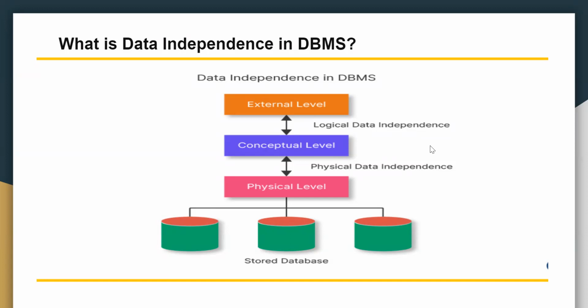In simple words, data independence is a property of the database that allows the user or database administrator to change the structure at one level without affecting the data or structure at another level. We have two types of data independence: between the physical and the conceptual levels, we have physical data independence, and between the conceptual and the external levels, we have logical data independence.